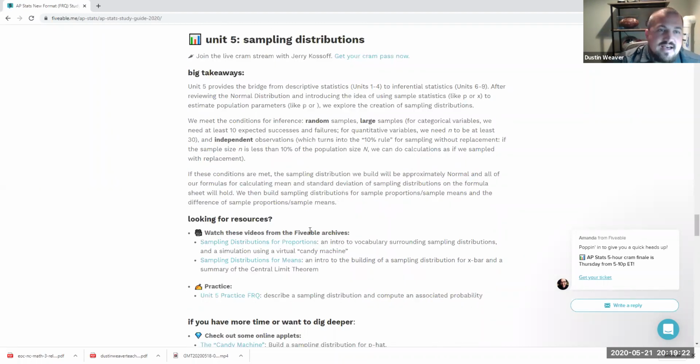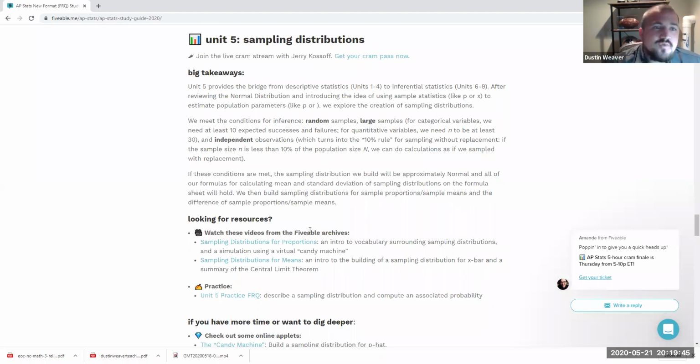So then we move to Unit 5, which is sampling distributions. And the big takeaways from Unit 5: Unit 5 basically provides the bridge into our inference, which is our hypothesis tests and confidence intervals.